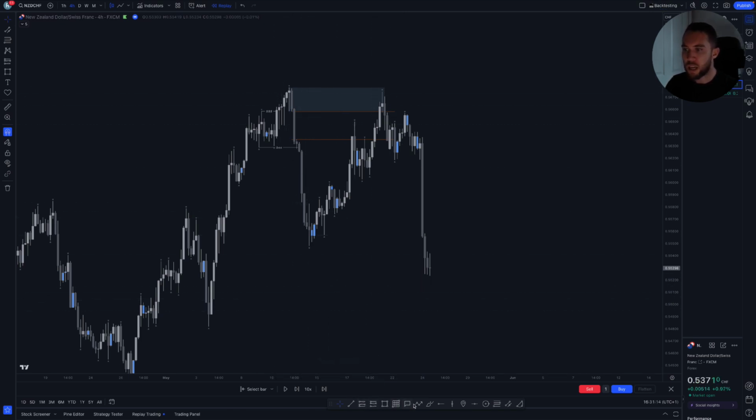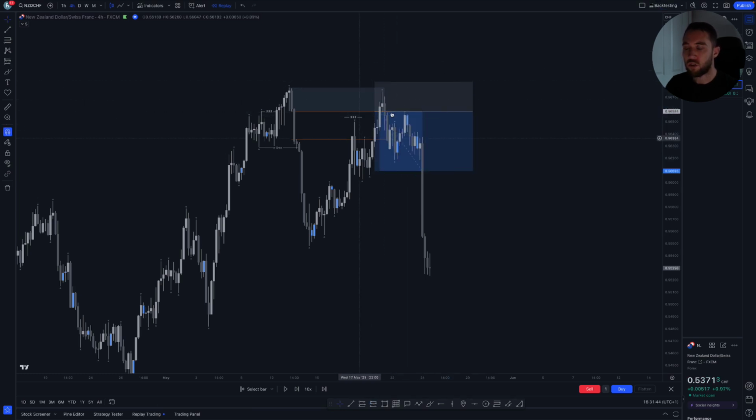We have engineered liquidity in terms of this inducement high right here. So we've got sweep of liquidity, break of structure, fair value gap, inducement, and we've also got that impulsive move down, very corrective, slowing down price action right here, tapping into our zone before we see a continuation taking out this low. So technically what you could have done is you could have got involved around this area right here.